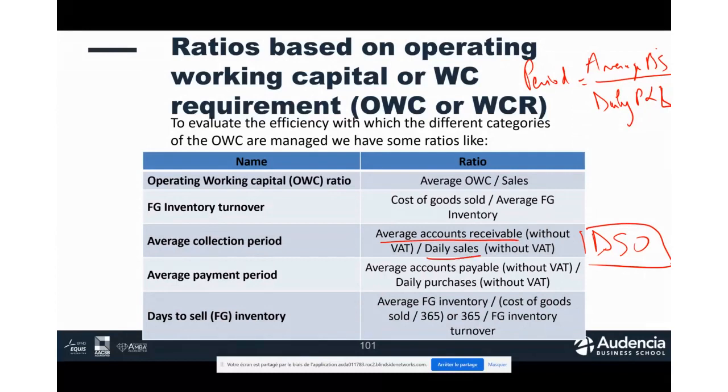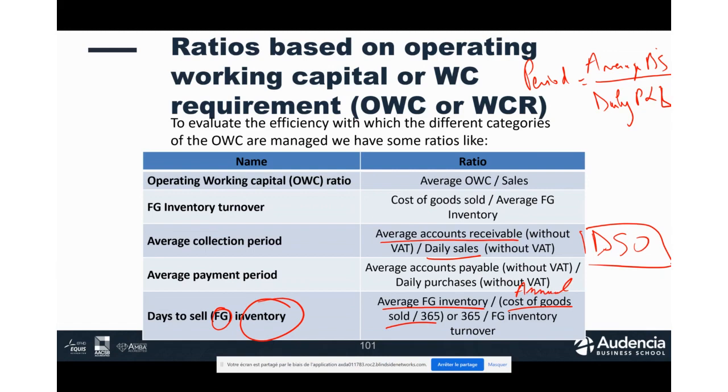For the inventory, we divide the average inventory, and it's just finished goods inventory. We divide the average finished goods inventory by the daily cost of goods sold, so the annual cost of goods sold divided by the number of days during the year. Why do we use the cost of goods sold and not the sales revenue? It's because it's a question of volume. We want to eliminate the problem of the unit cost.